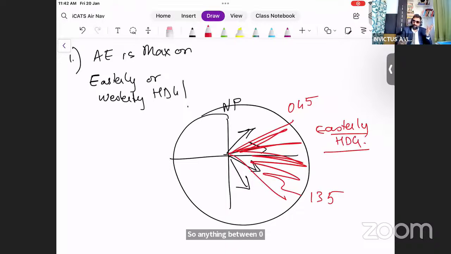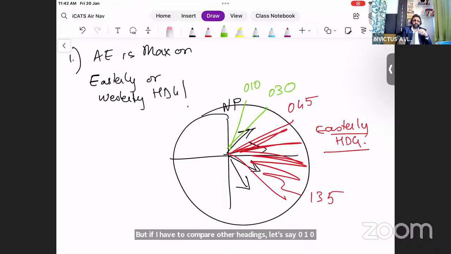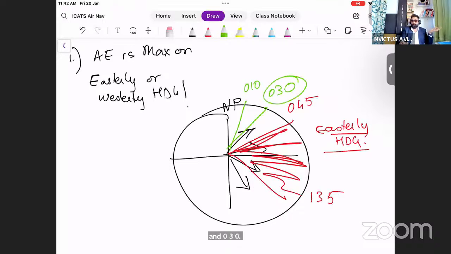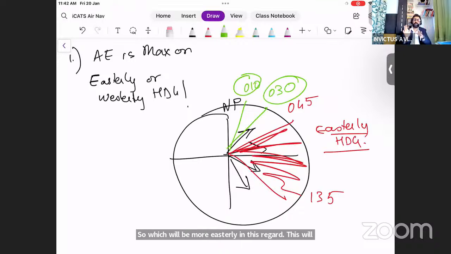But if I have to compare other headings, let's say 010 and 030, which will be more easterly in this regard? This will be more easterly compared to this. So be very careful with respect to what kind of options you get, because the reversal could happen when you don't go clockwise, but go anti-clockwise like this.